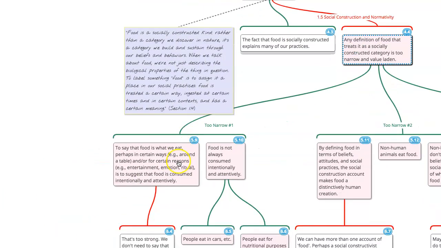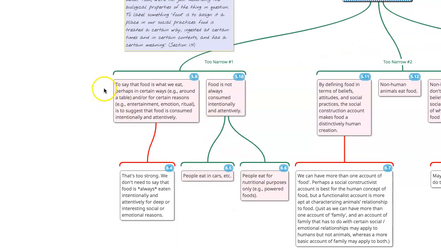So let's look at too narrow claim number 1. To say that food is what we eat, maybe in certain ways, around a table, or for certain reasons, entertainment, emotion, ritual, is to suggest that food is consumed intentionally and attentively. But food is not always consumed intentionally and attentively. People eat in cars, people eat for purely nutritional purposes, like eating powdered foods instead of cooking.